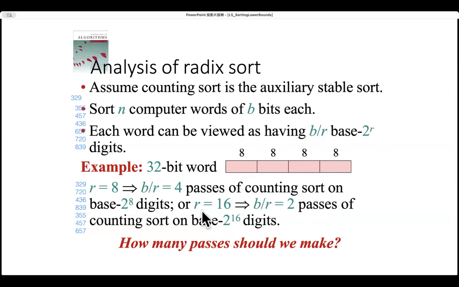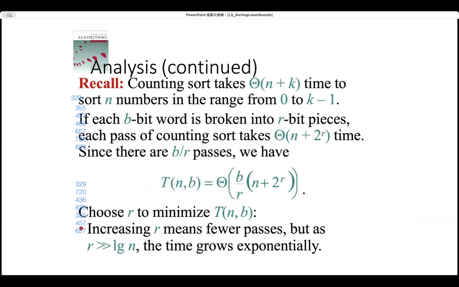But anyway, you have so many choices. So what choice should we make? That's the question. Let's first try to formulate the complexity. We know counting sort takes Theta(n plus k) time to sort n numbers in the range from 0 to k minus 1.